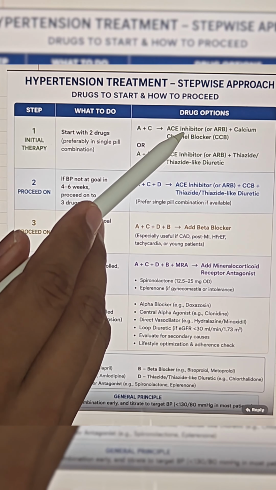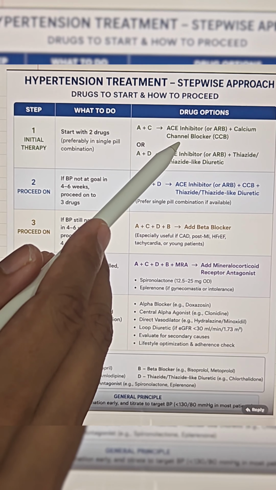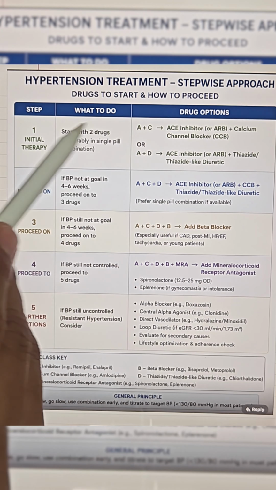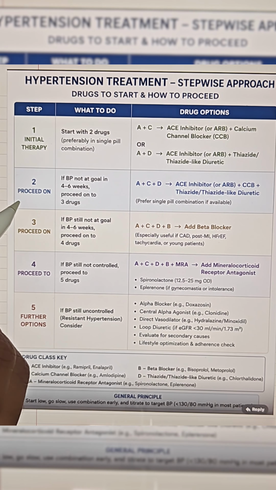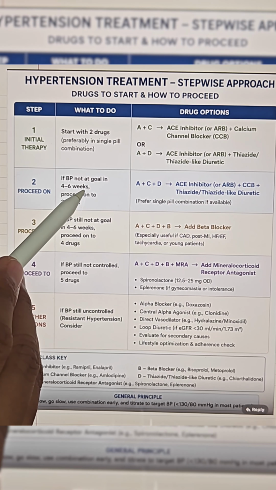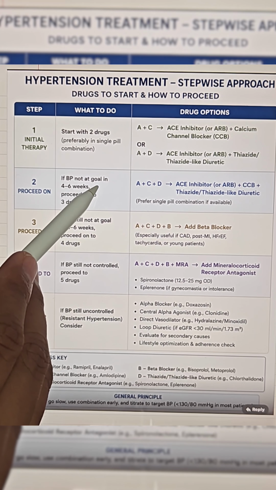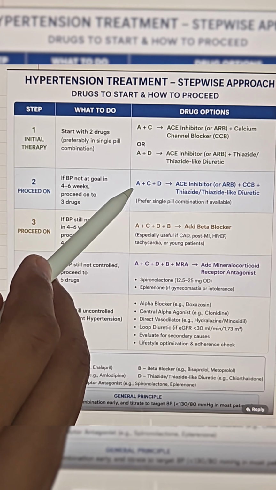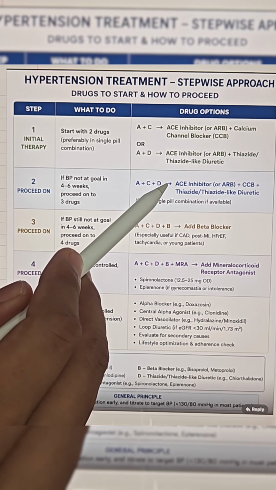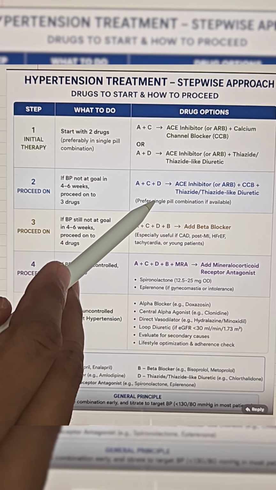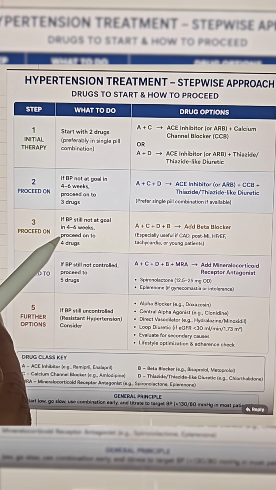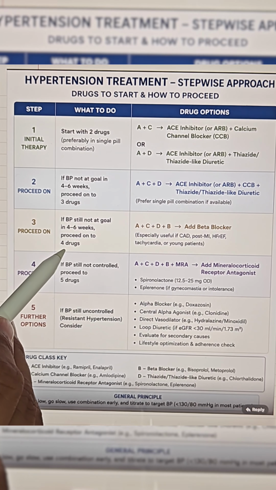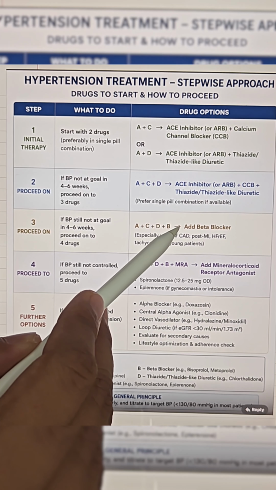First is A plus C, that is ACE inhibitor plus calcium channel blocker with adequate dose. Or you can start with ACE inhibitor or ARB plus thiazide like diuretic. Anyway, to proceed to step 2, you have to monitor the BP for 4 to 6 weeks. If BP is not getting controlled, then you have to shift to a 3 drug combination. That is ACD, ACE inhibitor or ARB plus calcium channel blocker plus diuretic. Prefer this in a single pill combination if available. Again, in 4 to 6 weeks, if BP is still not getting controlled, shift to the 4 drug combination, where the fourth drug is beta blocker.